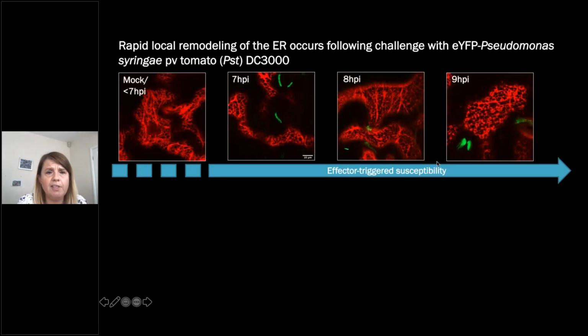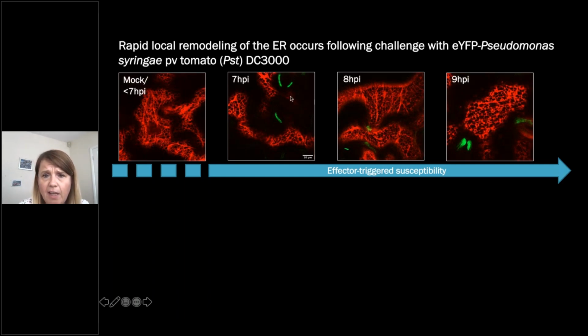Okay, so a couple of other points I'd like to make. Just to summarise what I've just presented, I don't see a lot of changes in the ER up to around 7 hours, but then from 7 to 9 hours, I see some very rapid reorganisation of the cellular ER.